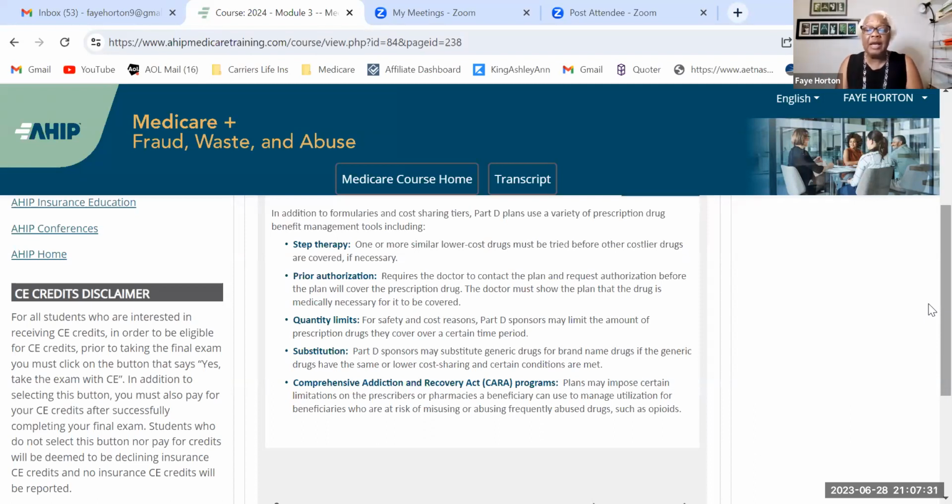Comprehensive Addiction and Recovery Act programs: plans may impose certain limitations on the prescribers or the pharmacies a beneficiary can use to manage utilization for beneficiaries who are at risk of misusing or abusing frequently abused drugs such as opioids.